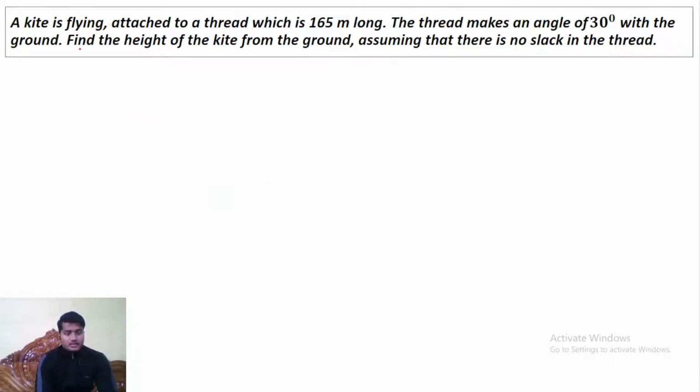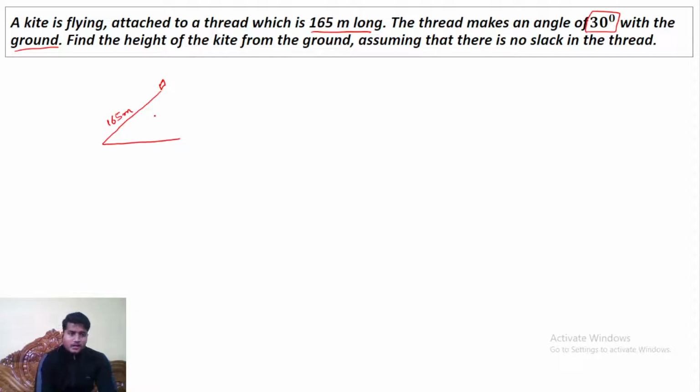Here it is given in the problem that a kite is flying attached to a thread which is 165-meter long. Suppose we have a kite here, and this kite is attached through a thread which is 165-meter long. Now if we move forward, it is given that the thread makes an angle of 30 degree with the ground. Here the ground means the horizontal.